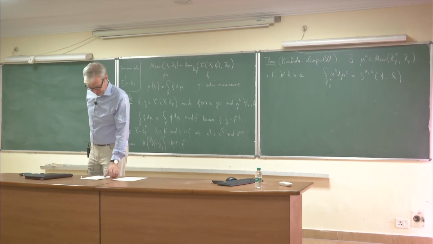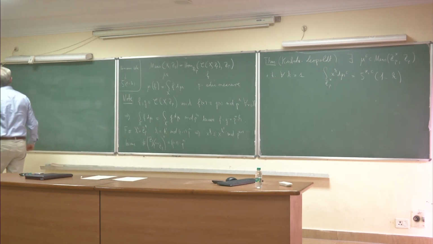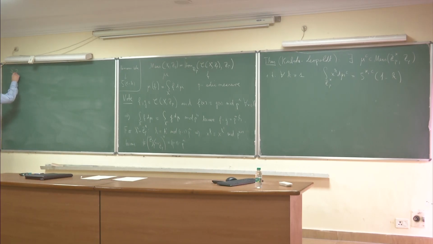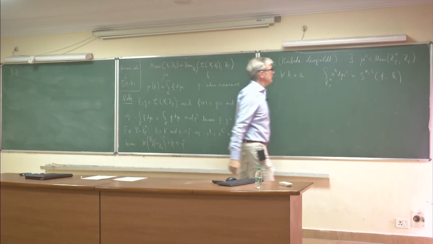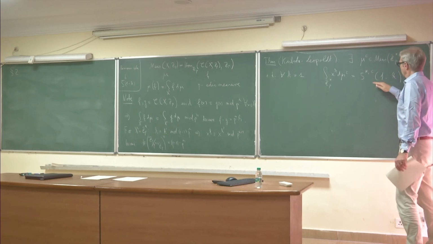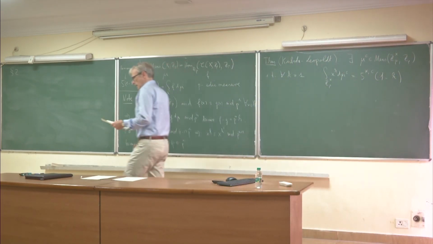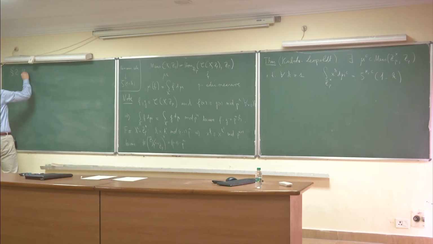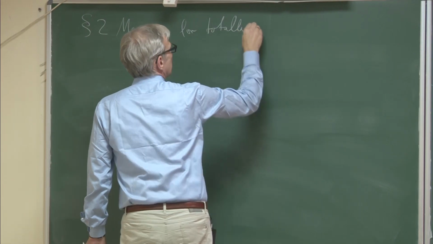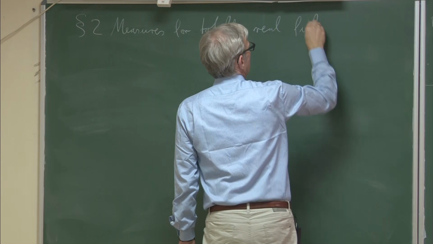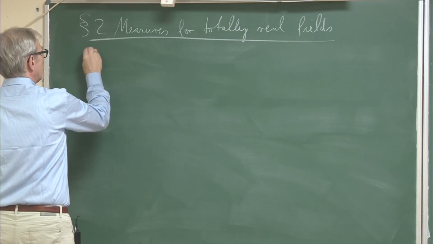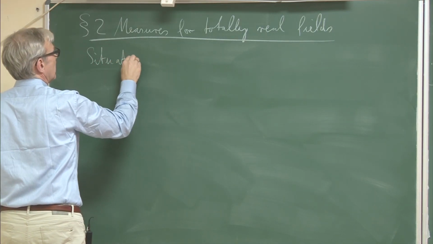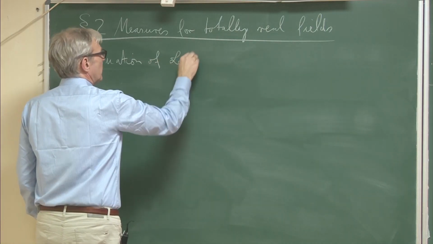So now, according to the plan of this whole lecture series, let me first show you how you can get such a measure for the L values of totally real fields, for the zeta functions. So measures for totally real fields. And so we are in the situation of lecture 2.